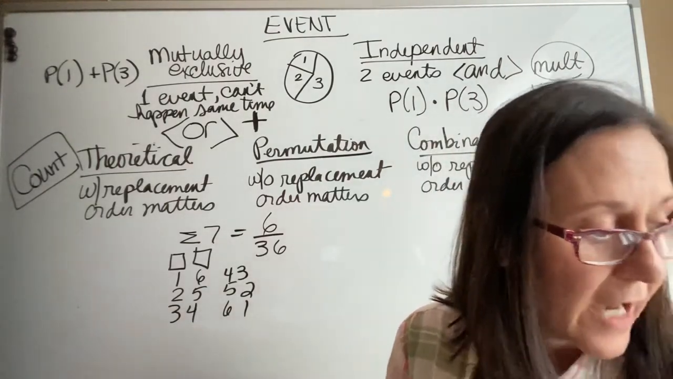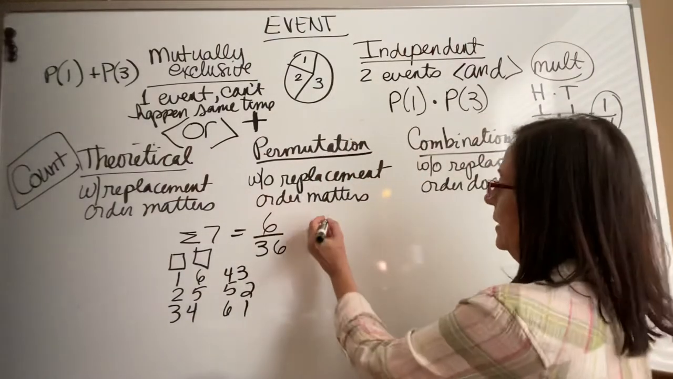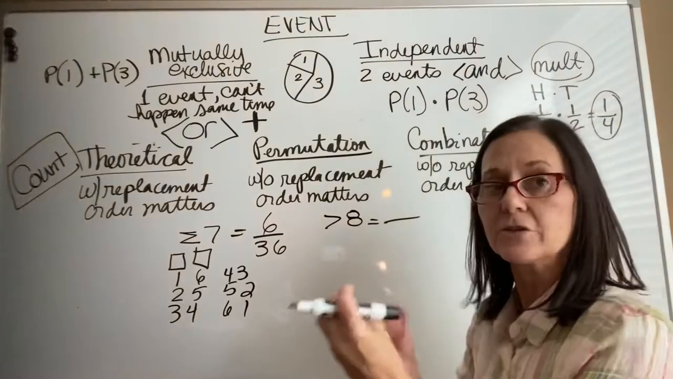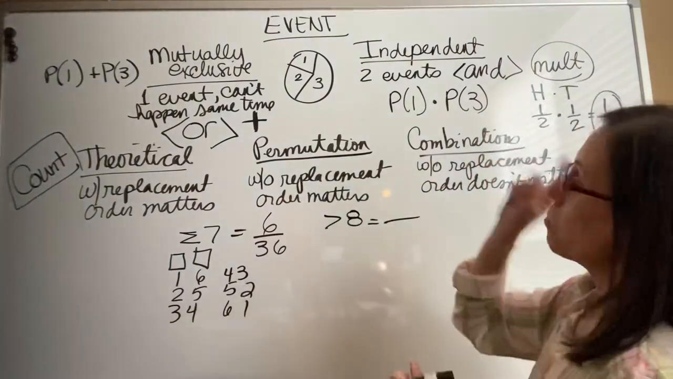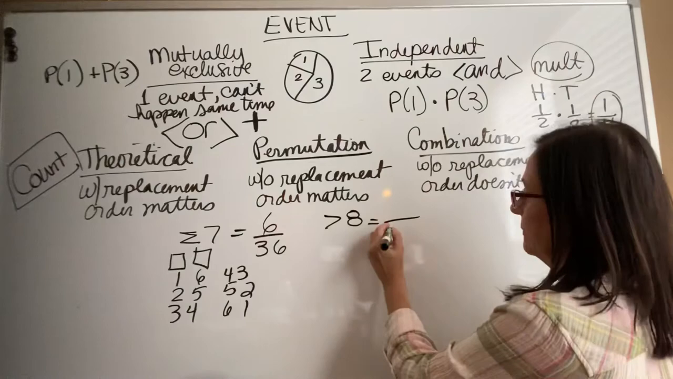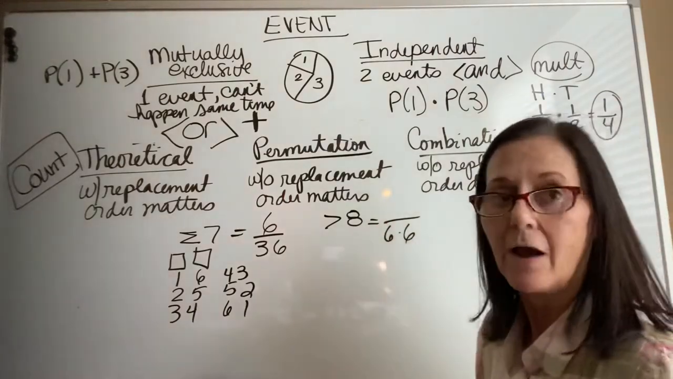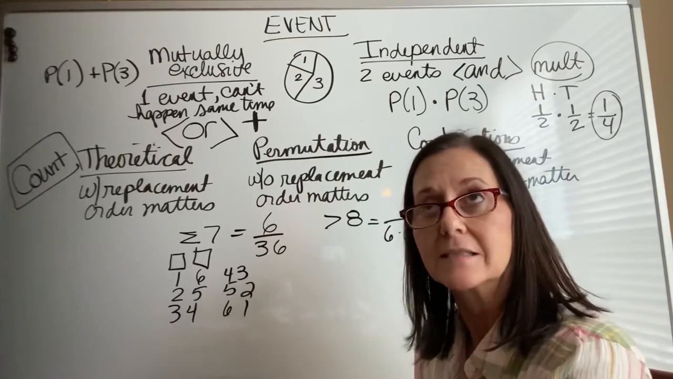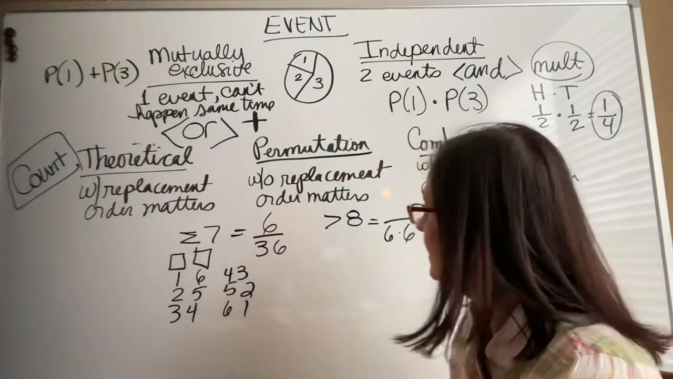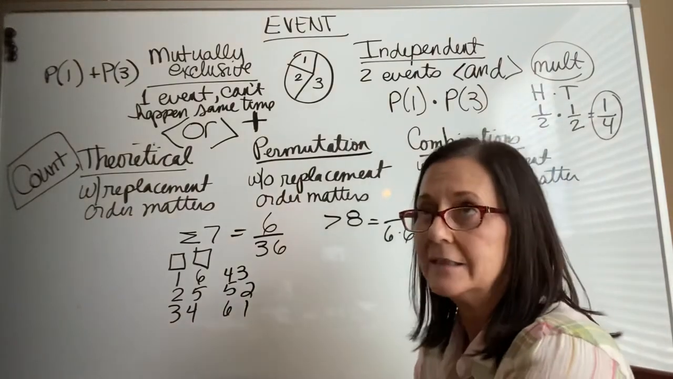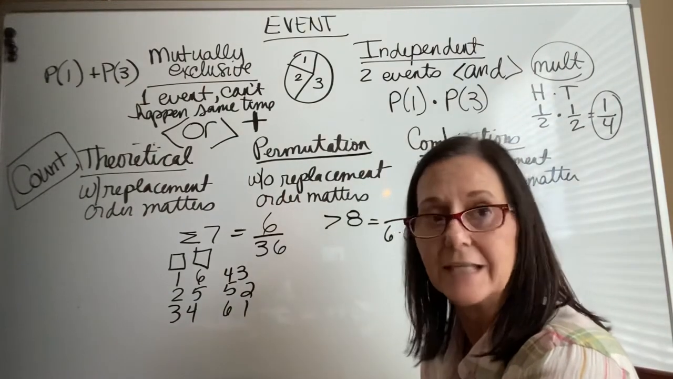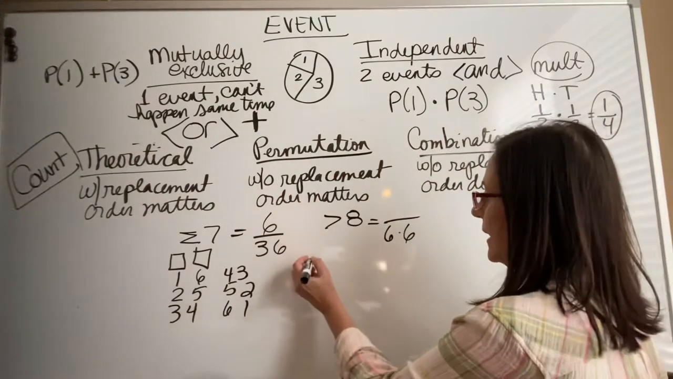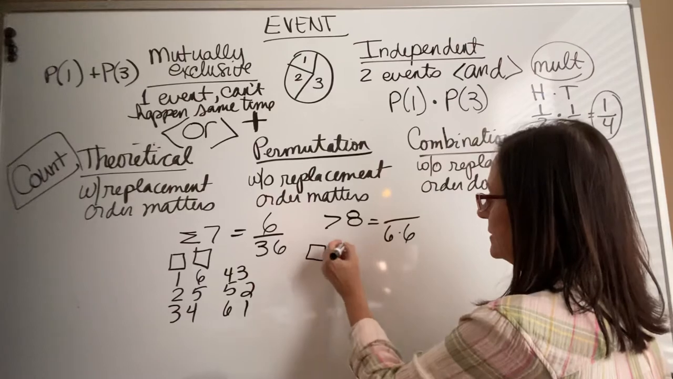And B says a sum greater than 8. My denominator's not going to be any different because I have the 2 dice. It's theoretical and independent, so I'm multiplying, 6 times 6. Now I want a sum greater than 8. The highest I can get with 1 is 7, because 1 plus 6 is 7. 2 and 6 is 8, so I can't use 2 as my first die on the left, right?